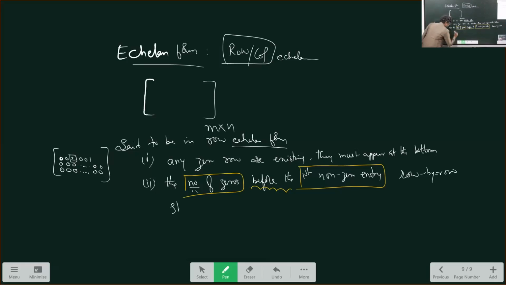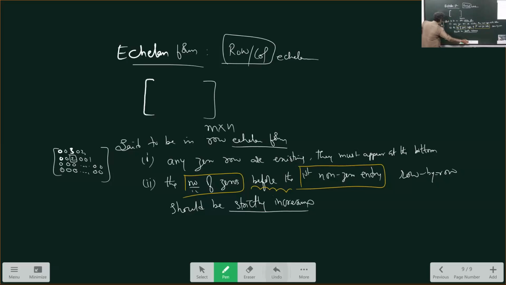should be strictly increasing. So it should be strictly increasing. What is strictly increasing? It is called monotonically increasing. It means, for example, there is a 0, there is a 0, there is a 3, let us say. There is a 3, followed by 0, 2 or something like that.